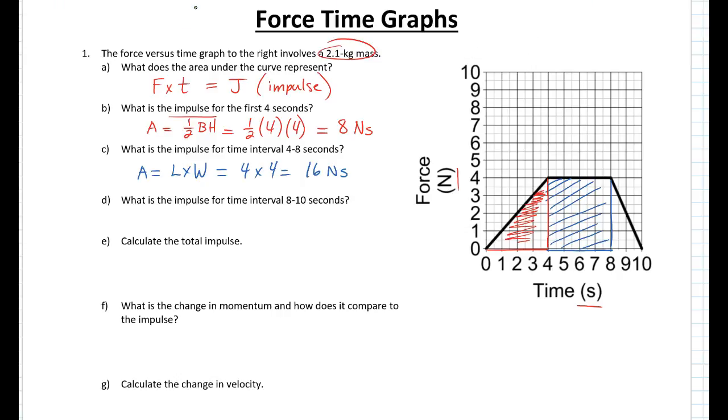See if you can beat me to the impulse for the 8 to 10 seconds interval. Impulse is equal to area, which is 1/2 base times height, 1/2 of 2 times 4, which is just 4. I can see some of you can do that in your head.